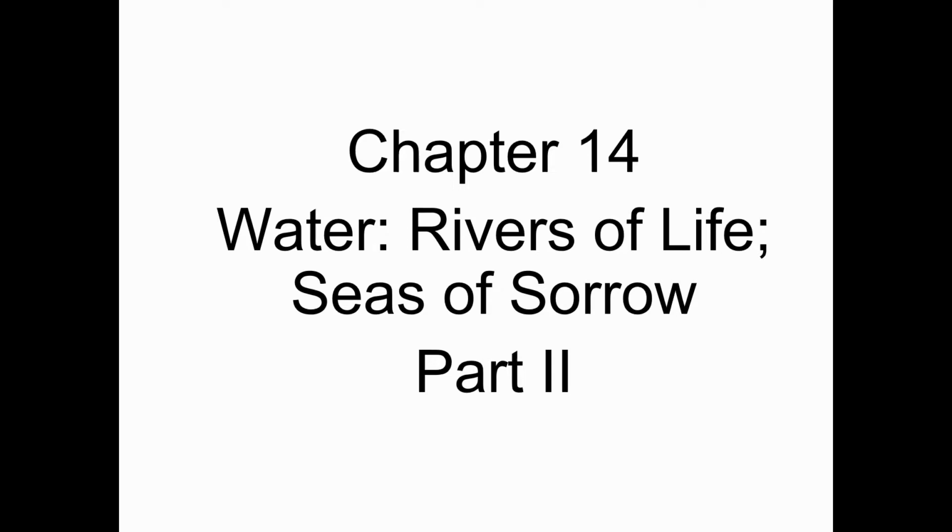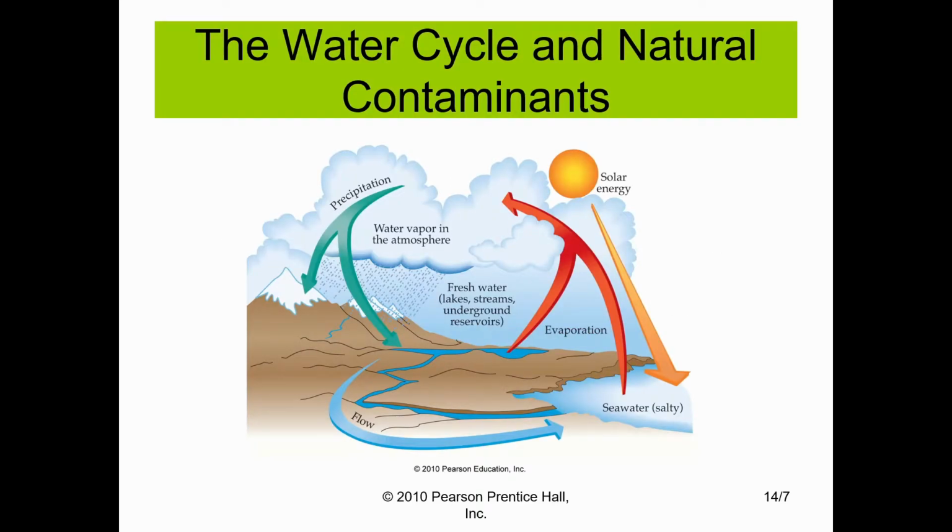Welcome. In this video, we will cover part 2 of chapter 14 on water. Water exists on Earth in all three states: solid, liquid, and gas. Throughout the water cycle, water is going to go from one state to the other state, and through these changes, a variety of different contaminants can mix in with the water.